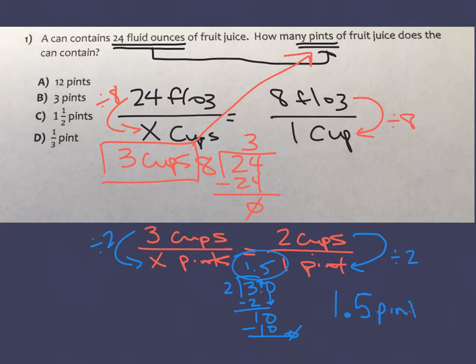1.5 pints. So 24 fluid ounces converted to 3 cups, which then converted to 1.5 pints. 1.5 pints is answer choice C.